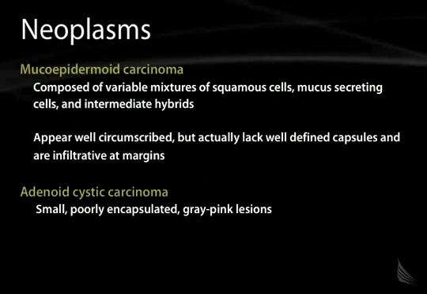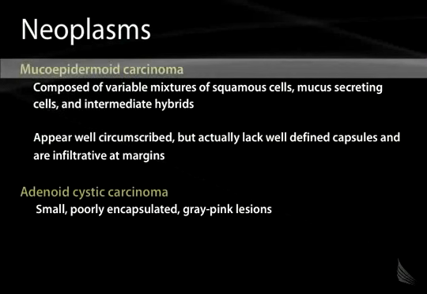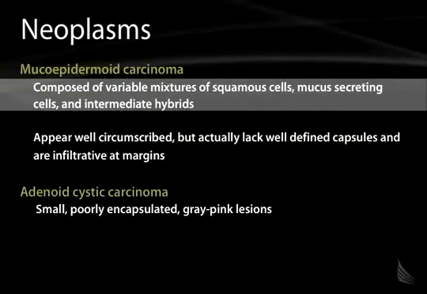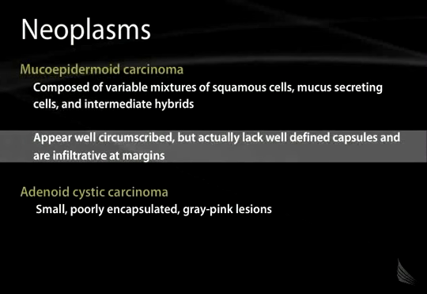Other tumors that one can see within the salivary glands are the mucoepidermoid carcinoma. As the name implies, a combination of squamous cells, mucus-secreting cells, and hybrid cells that appears to fall somewhere between those two. These can appear to be well circumscribed, but actually, unlike pleomorphic adenomas and Warthin's tumors, lack well-defined capsules and are often very infiltrative at their margins.